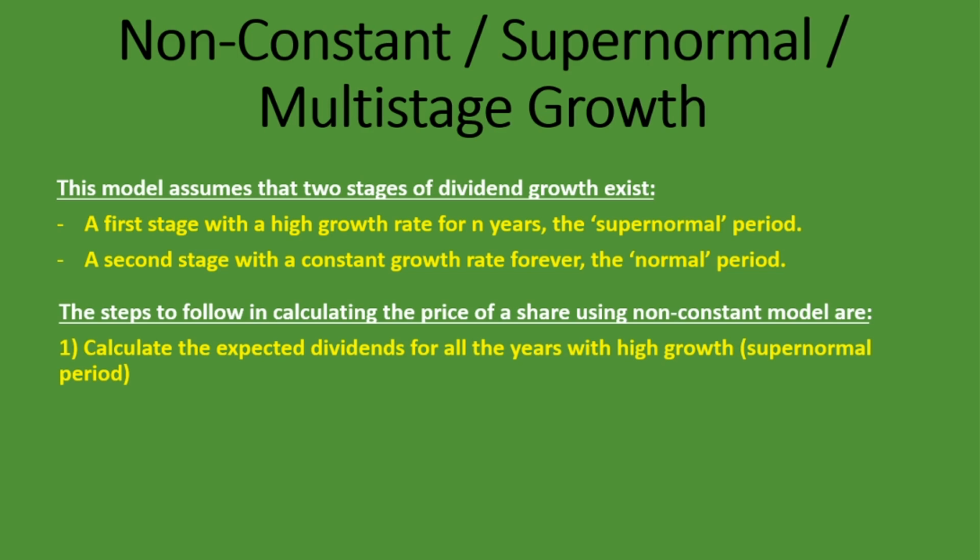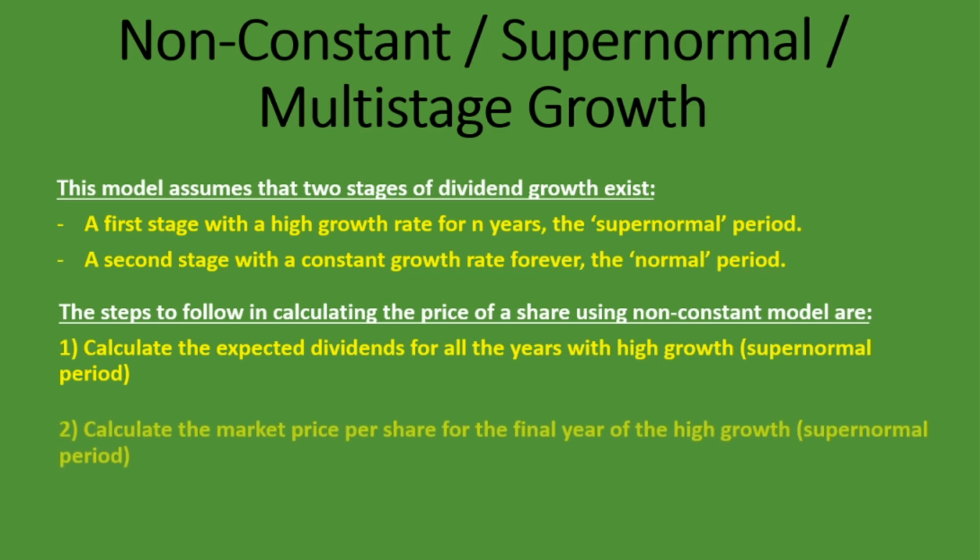Okay, so if I give you an example to say that the dividends of a company will be growing at 30% for the next 4 years, after which it will fall to 20% forever. Okay, so what does it mean? The first step is to calculate what the dividends will be for each year up to the fourth year. Okay, the supernormal period. So we calculate the expected dividends for all the years with high growth.